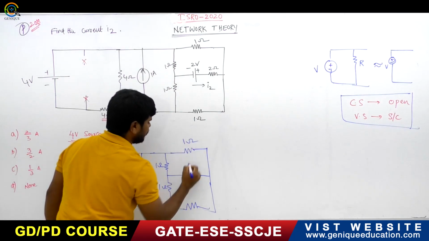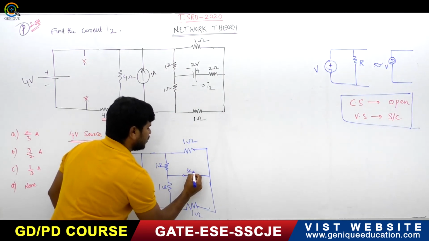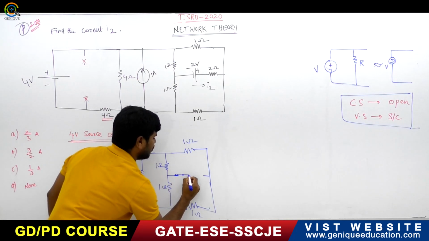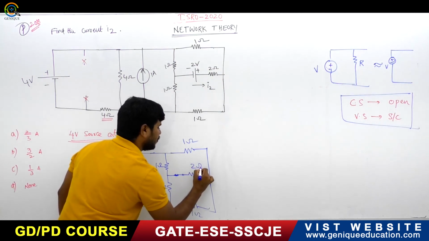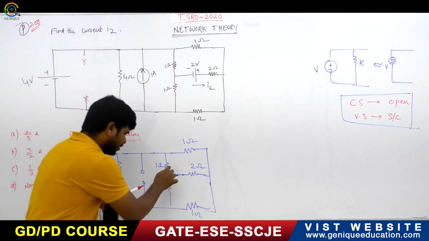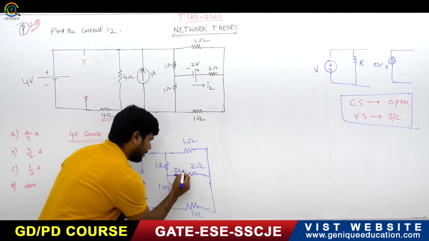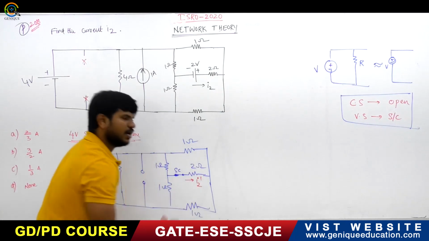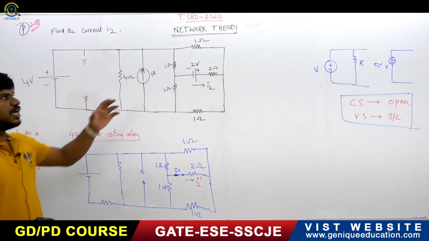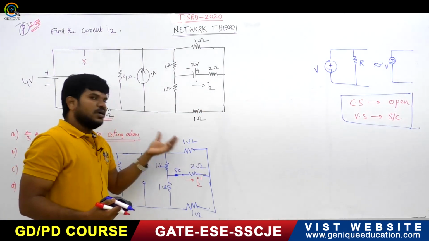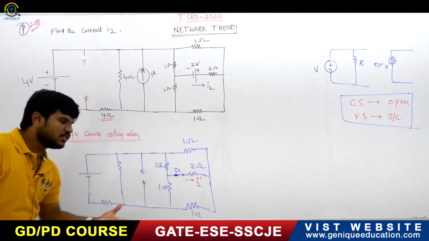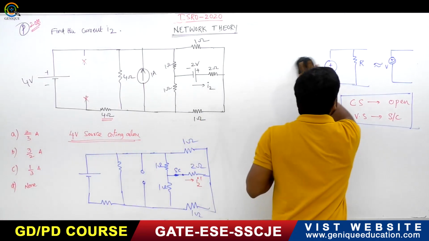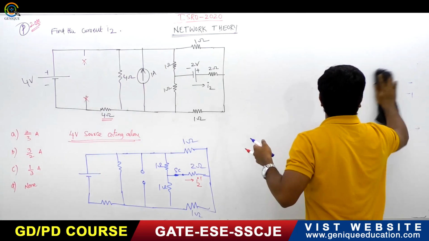This is 1 ohm. The 2 volt source will be short circuited, and what is the remaining? It is 2 ohm. So this is short circuited, and we have to find I2 dash. I am taking this as I2 dash because in the original circuit it is I2. Now I have made some modification here, so I am naming this one I2 dash. So what will I2 dash be now?